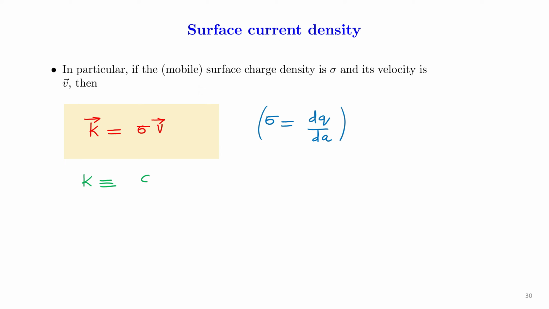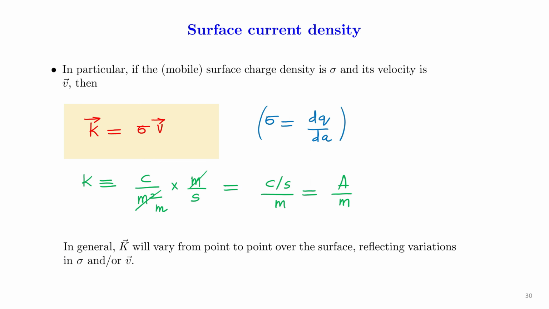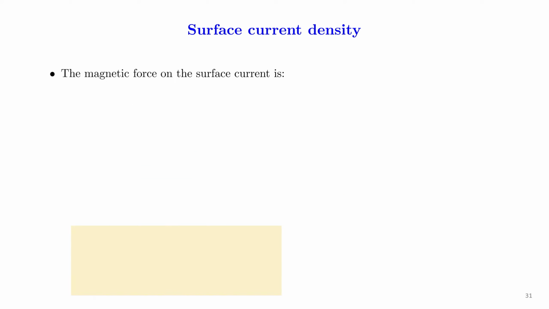K is given by Coulomb per meter square, which is the dimension for sigma, multiplied by meter per second. Meter square and meter get cancelled, and then we have Coulomb per second over meter, and that is ampere per meter. In general, K will vary from point to point over the surface, reflecting variations in sigma and/or v. We shall now formulate the magnetic force on a surface current.